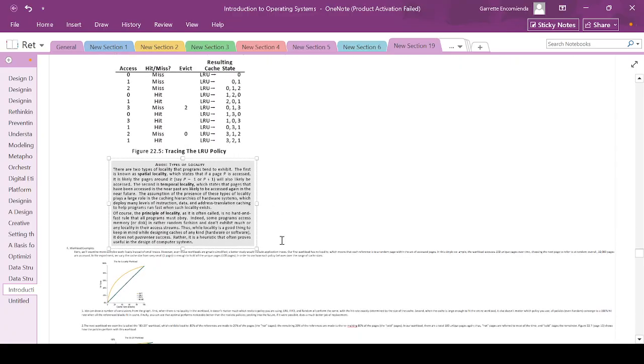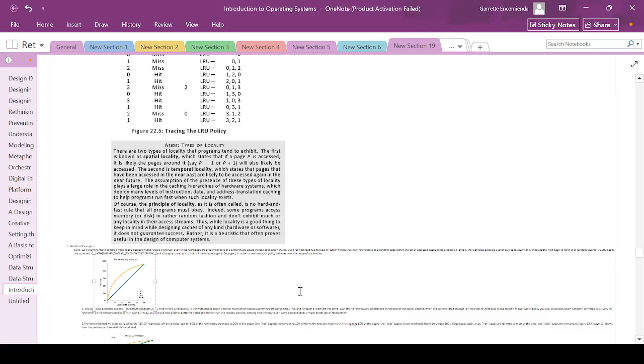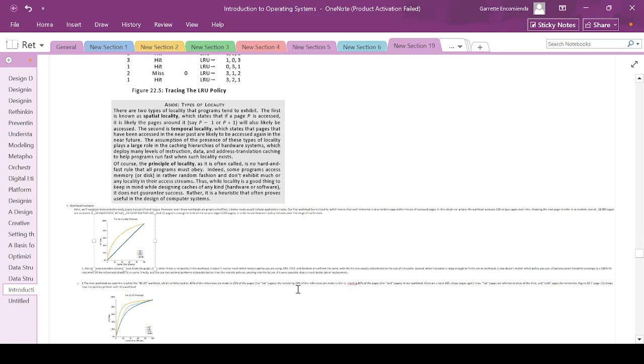There are two types of locality that programs tend to exhibit. The first is known as spatial locality, which states that if a page P is accessed, it is likely that the pages around it, say P minus 1 or P plus 1, will also be accessed. The second is temporal locality, which states that pages that have been accessed in the near past are likely to be accessed again in the near future.